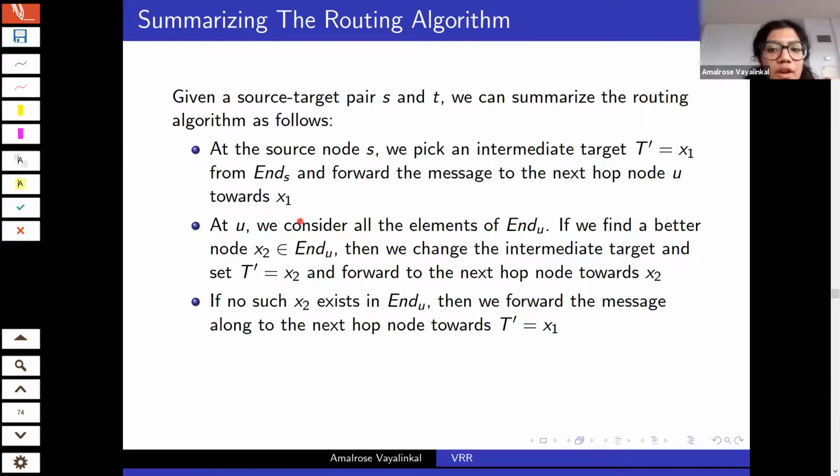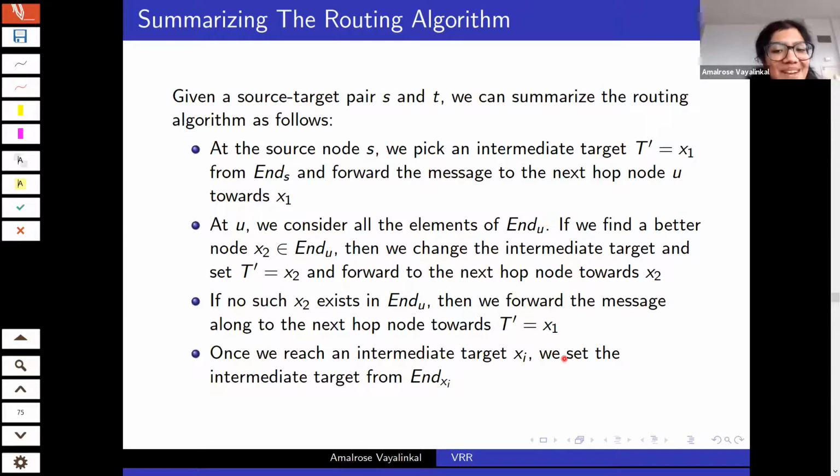So this comparison of all the elements in N(U) still works, because the intermediate target at any node is already in the routing table of that node. So it's not like we're not performing the comparison. This is a well-defined comparison so far, I guess.